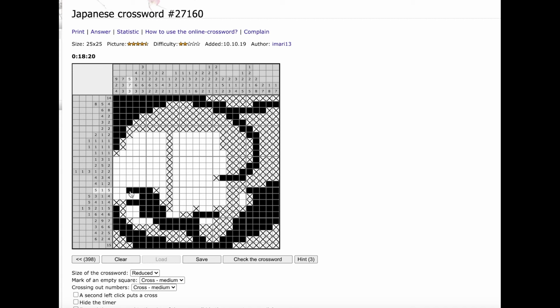Okay, 5 here. Cross off, cross off, cross off, croissant, cross off. Sounds like a Russian tennis player. Cross off. Okay, there's 2 squares left, and this is a 5.